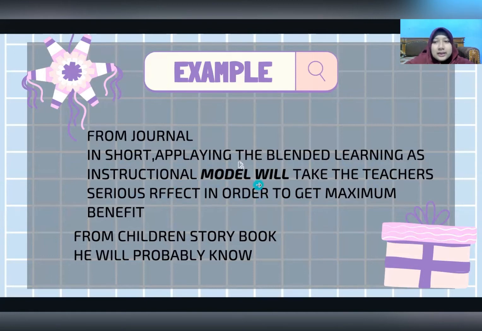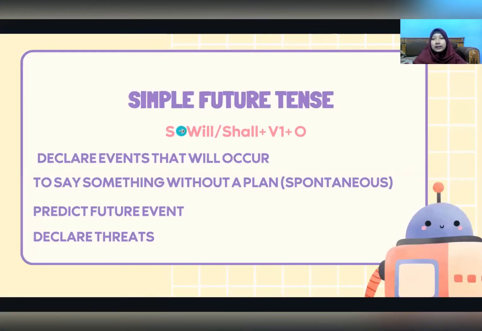So here, the model will. The reality is special from the simple future tense. The formula for the simple future tense is: subject plus will or shall plus verb one plus object.